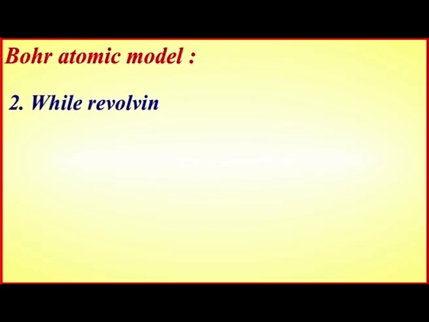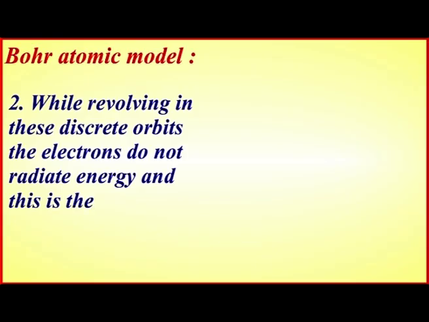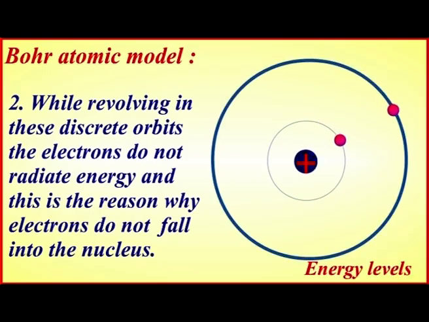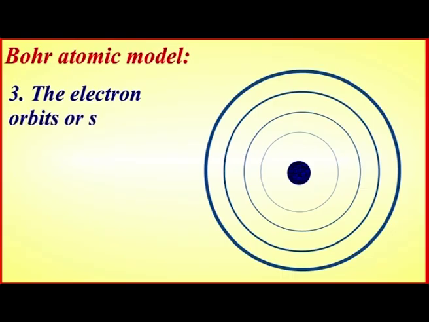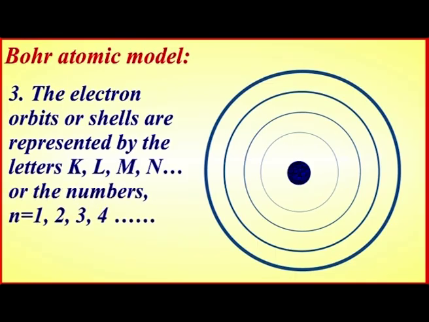While revolving in these discrete orbits, the electrons do not radiate energy, and this is the reason why electrons do not fall into the nucleus. The electron orbits or shells are represented by the letters K, L, M, N, or the numbers n equal to 1, 2, 3, 4, and so on.